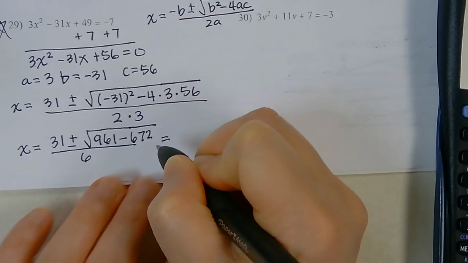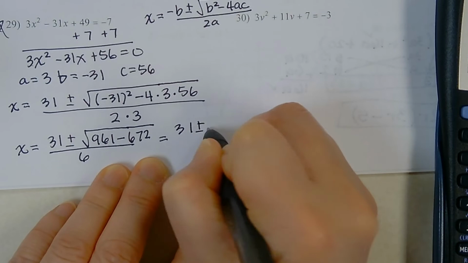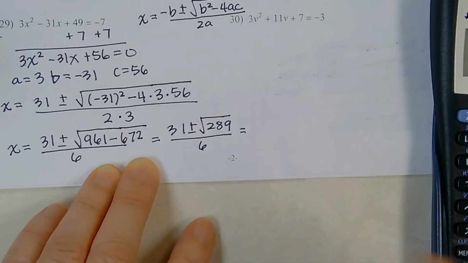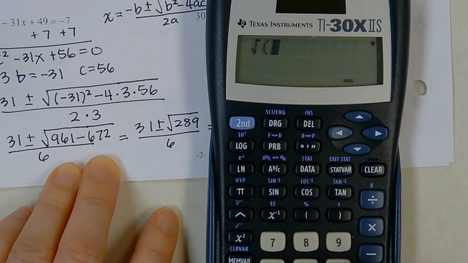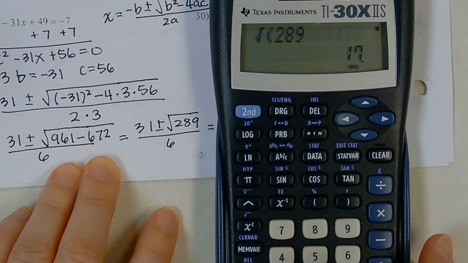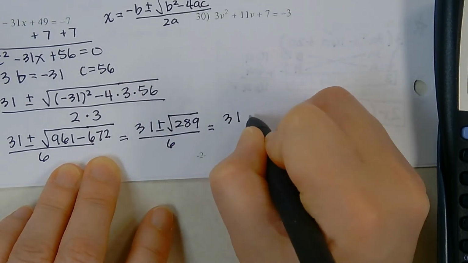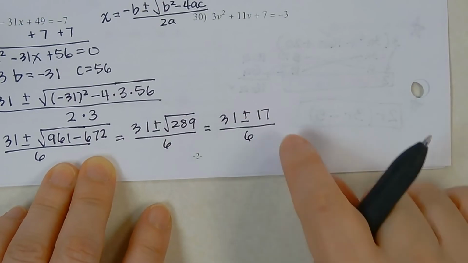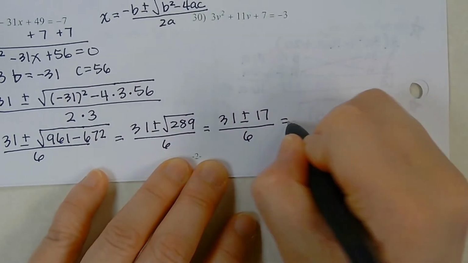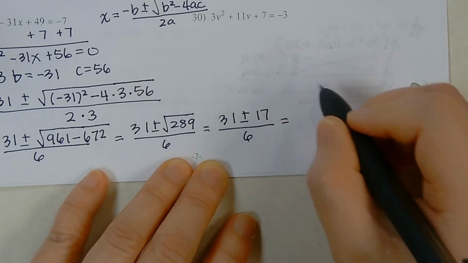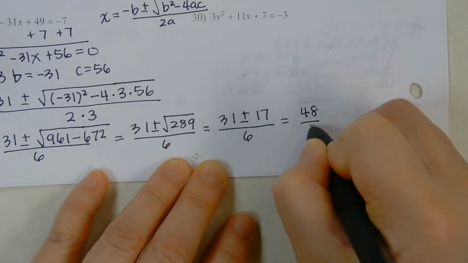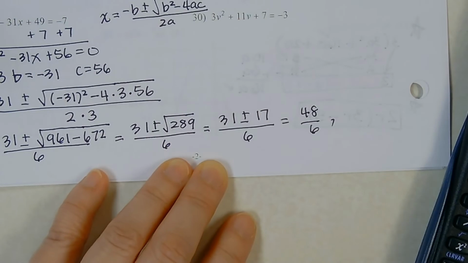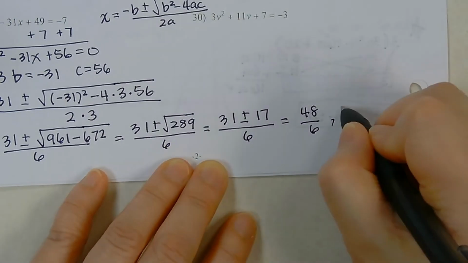So I'm running out of room here, so I'm just going to go equals 31 plus or minus the square root of 289 over 6, which is again going to equal, I'm just going to figure out what the square root of 289 is. 17. See, told you it was factorable. I know it was factorable because I have a perfect square here, so I got a 17. And now, again, it's going to be 31 plus 17, which is 48 over 6, comma, 31 minus 17, which is, I'm going to mess that up, 31 minus 17 is going to be 14 over 6.